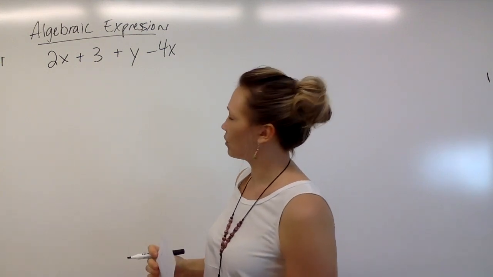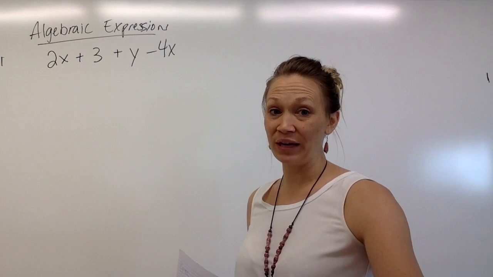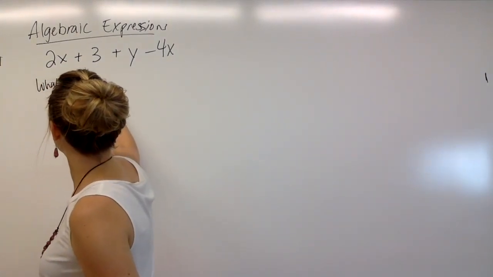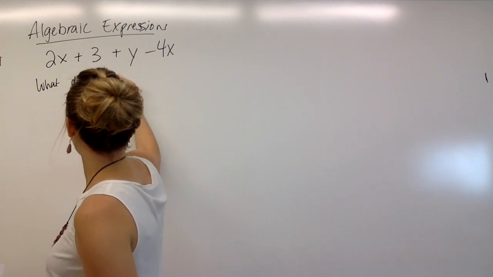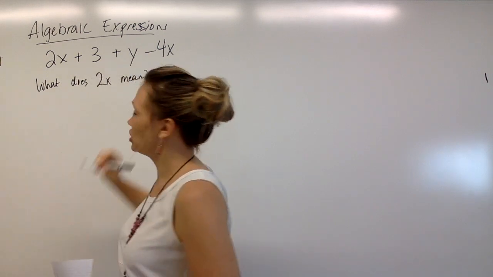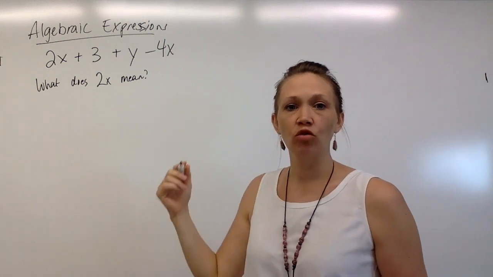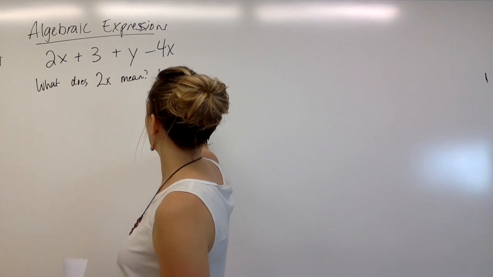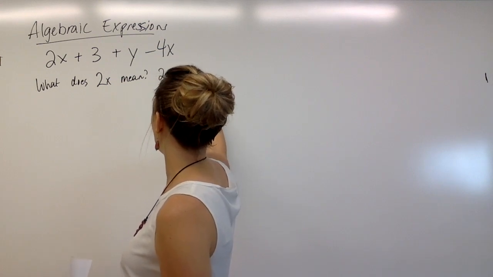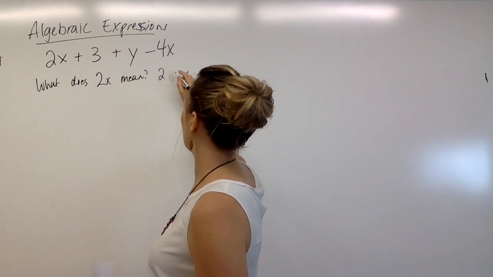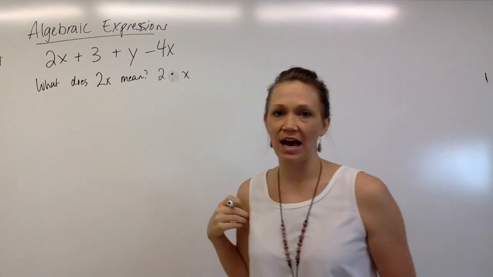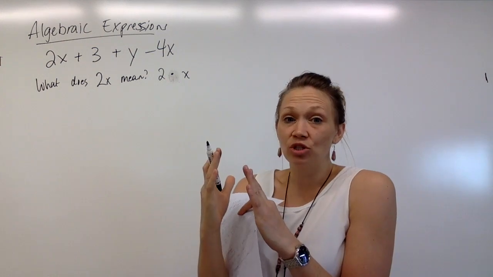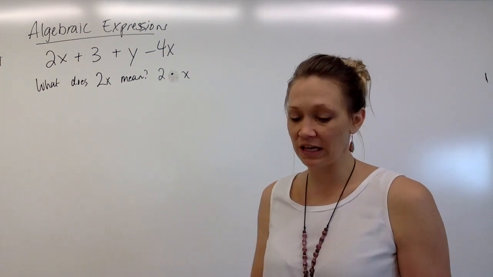Okay? First thing I want to ask you when you look at this, and I think you already know this, is what does 2x mean? What does 2x mean? When you write a number right next to a letter like that. Okay? I hope you remember that it means 2 times x. Or I should actually write a little dot so that we don't confuse the x with the multiplication. Okay? So it actually means 2 times x. So anytime you see them directly next to each other, you just know that that's a multiplication.